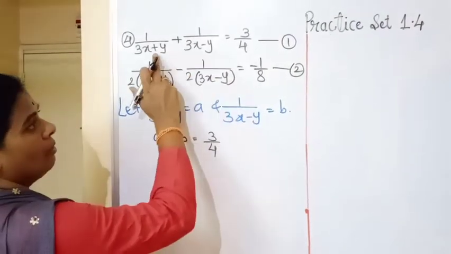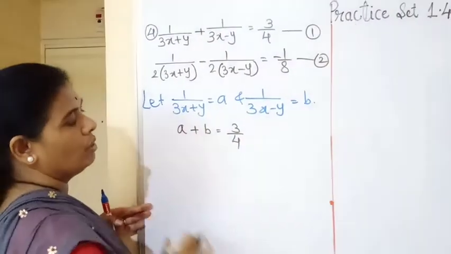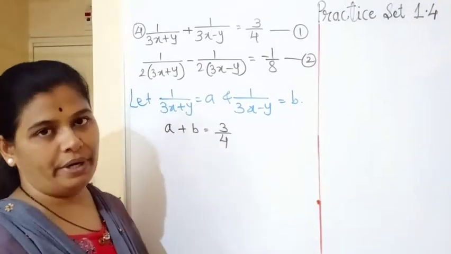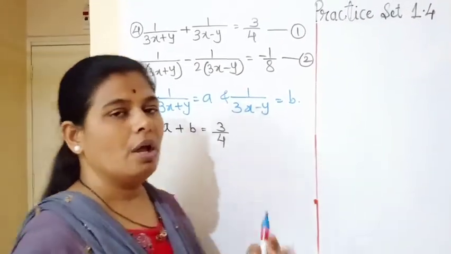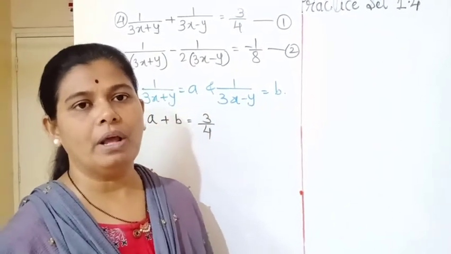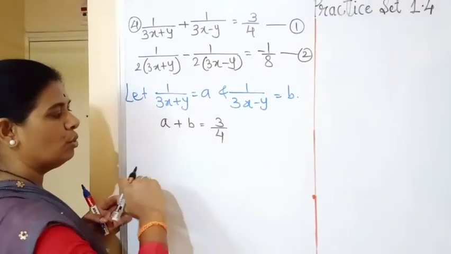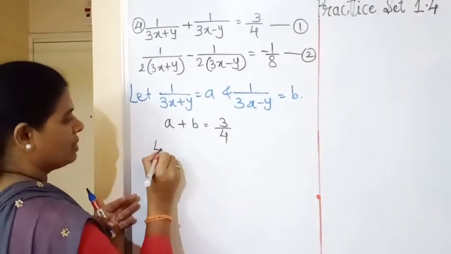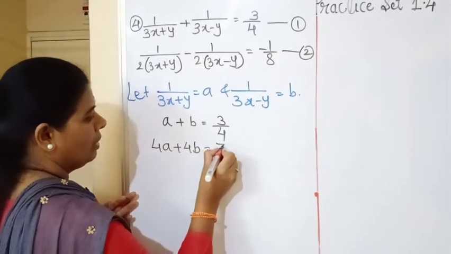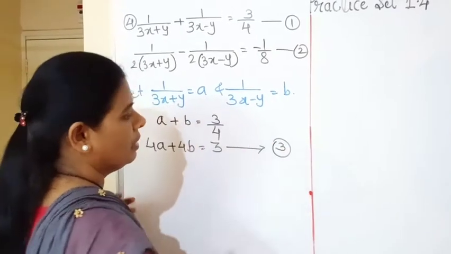Okay, so from equation number 1 we have framed a plus b equal to 3 upon 4. Now what we have to do here, we will remove the denominator. As I have told you before also, whenever a denominator is there in the equations, we just remove it by multiplying to both the sides. After multiplying 4 to both the sides, we get the equation 4a plus 4b equal to 3. Okay, and then we will number this equation as 3.